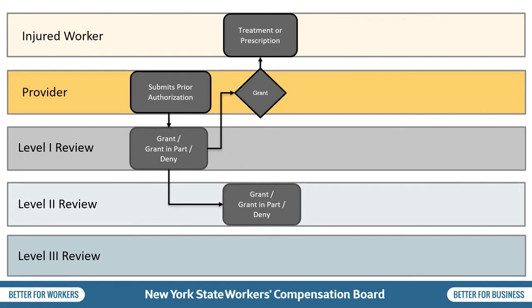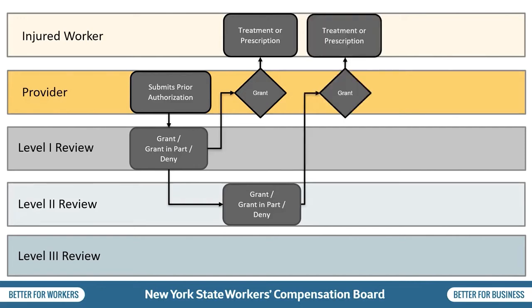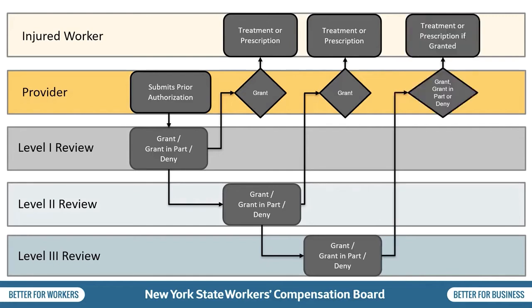Level 2 reviewer, and the Level 2 reviewer will grant, grant in part, or deny. If the Level 2 reviewer grants, it will go back to the provider for treatment or prescription for the injured worker. If the Level 2 reviewer denies or grants in part the PAR, it will navigate to the Level 3 review by the board's medical director's office to grant in part, or deny. The Level 3 review will go back to the provider, whether it was granted in part, or denied.